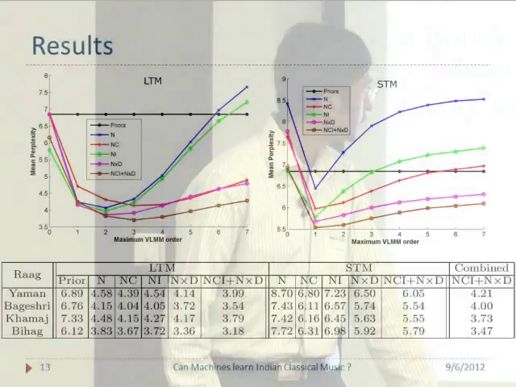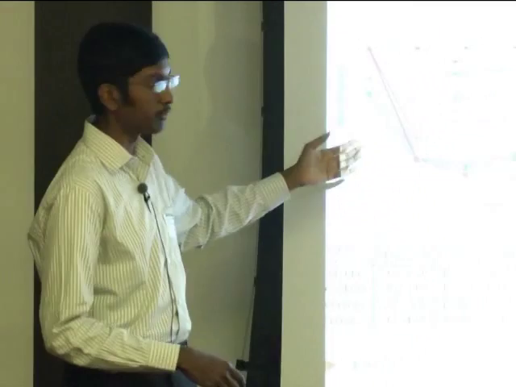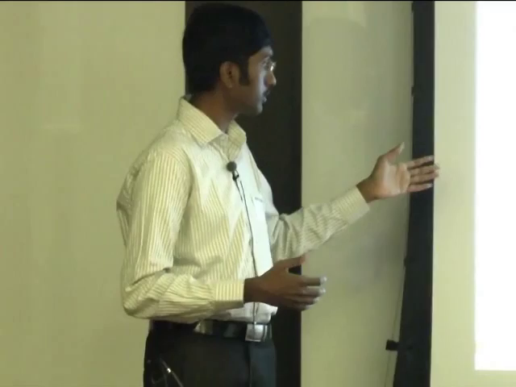We studied four different ragas, and these are some of the results. I put the results of long-term and short-term models separately. These are different viewpoints and then combinations of viewpoints. The NCI, N cross T, would mean that I've taken the note, contour, interval, and the cross viewpoint of note and duration together in putting out these perplexity values. Perplexity is just 2 power cross entropy. So in a way, it says the number of symbols on which the model gets confused, for different VLMM orders. When I say a seventh order VLMM, it actually considers 7 different symbols of the past in deciding what's coming next.